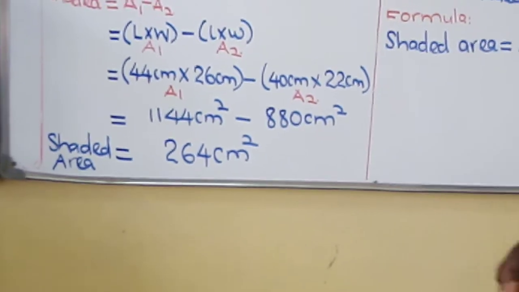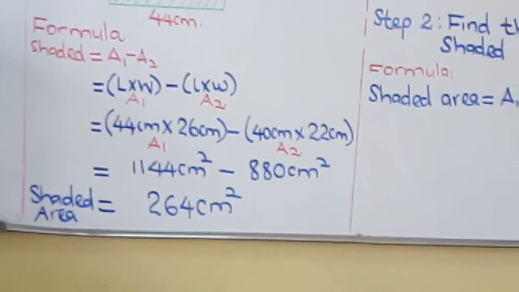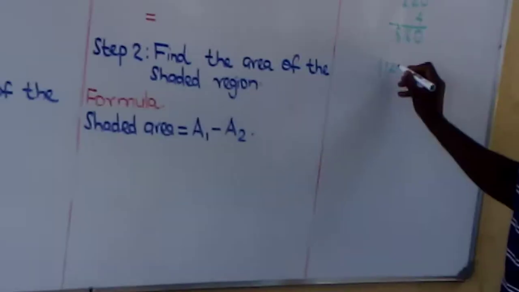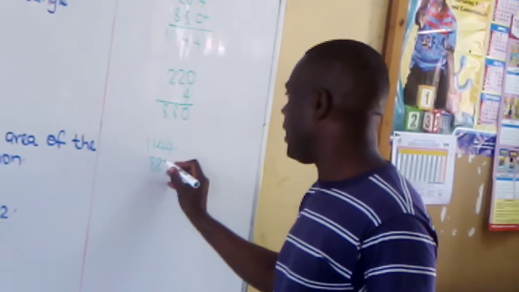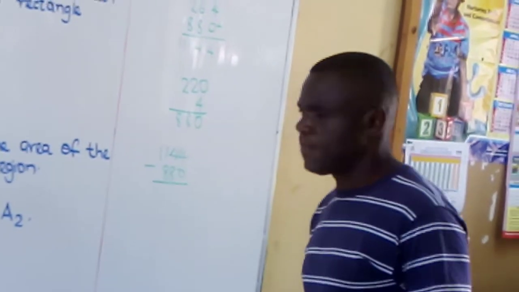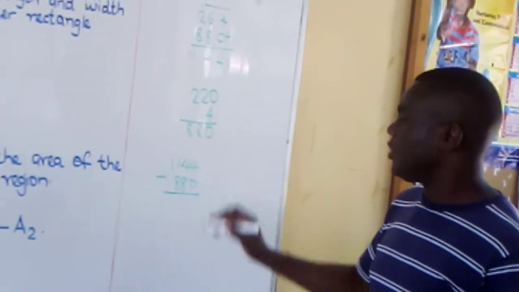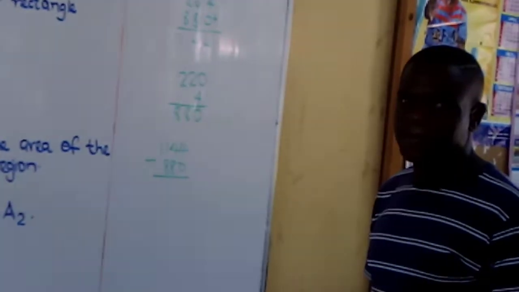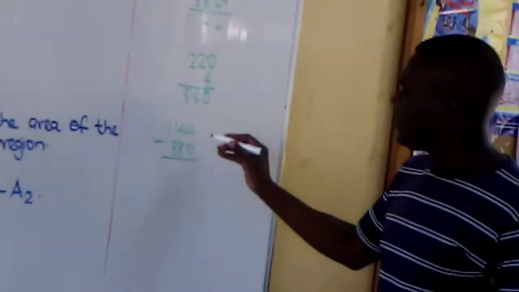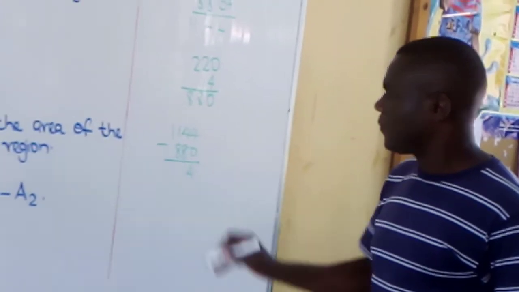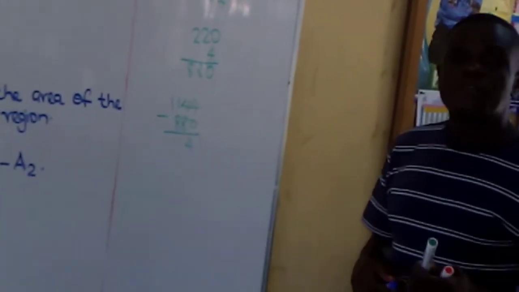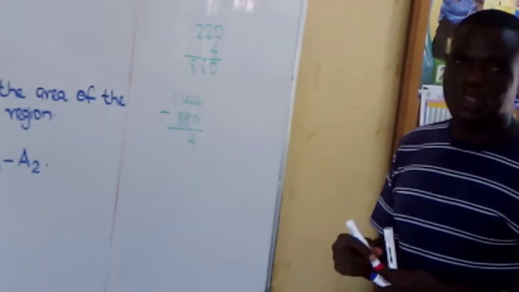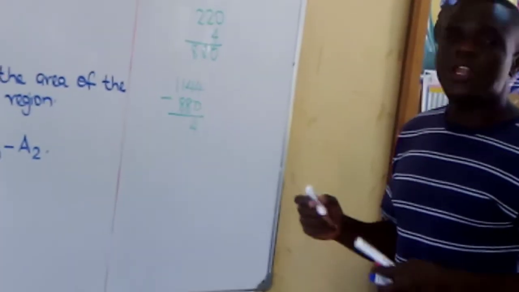When we subtract, boys and girls, again we subtract from our rough place, 1144 subtract 880. 4 minus 0. 4 minus 0 is 4. 4 minus 8. 4 minus 8 is impossible. What do we do, boys and girls?